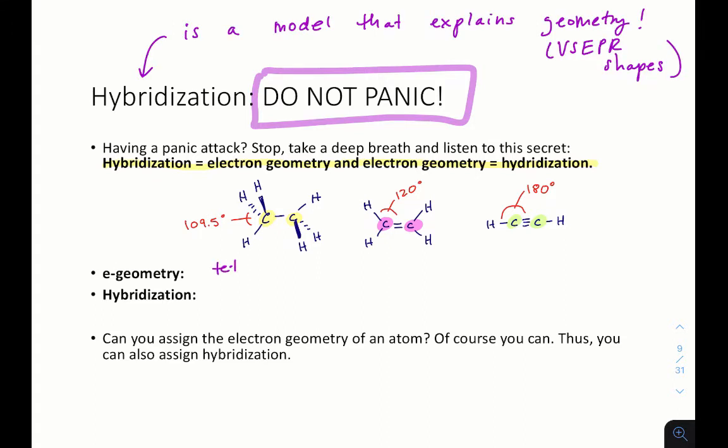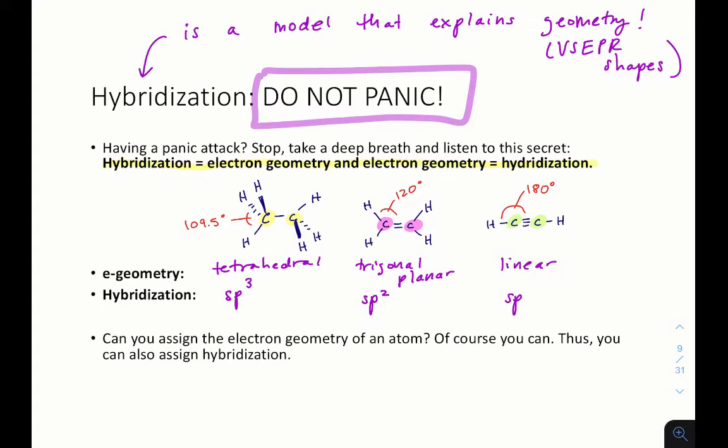When an atom has tetrahedral electron pair geometry, like the two carbons in ethane, those atoms have sp3 hybridization. When atoms have trigonal planar electron pair geometry, like the two carbons in ethene, those atoms have sp2 hybridization. When atoms have linear electron pair geometry, like the two atoms in ethyne, those atoms have sp hybridization.